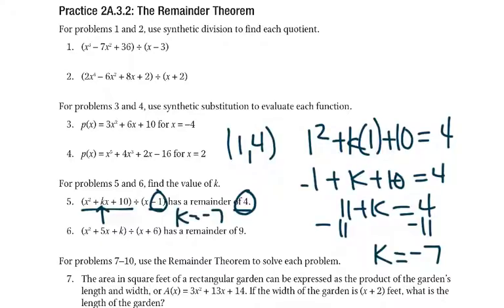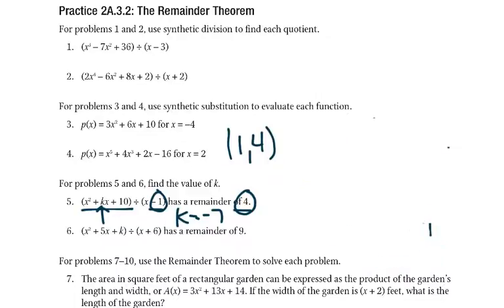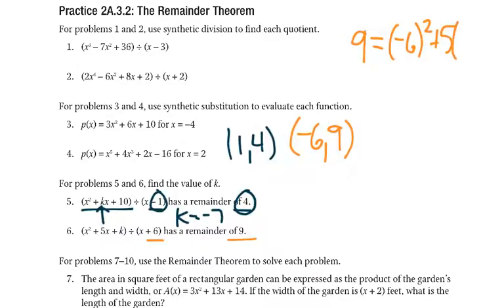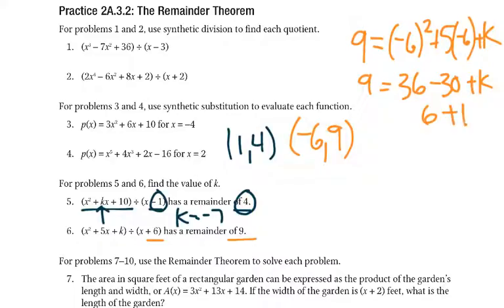So we look at number 6, same idea. Except it's negative 6, so when x is negative 6, our y is 9. So plugging it in, we get 9 equals negative 6 squared plus 5 times negative 6 plus k. So that would be 36 minus 30, which is 6, plus k equals 9. Subtract 6. So 3 would have to be equal to k.